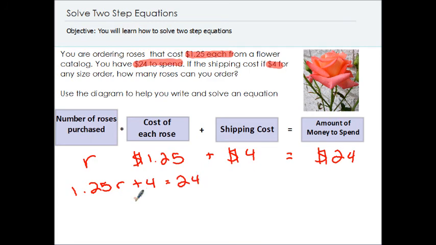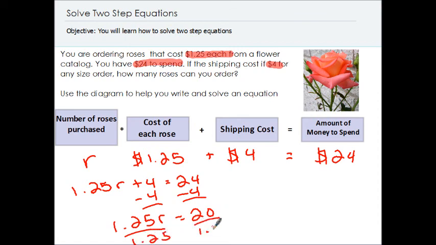All right, so we can go ahead and solve that. Minus 4 from both sides. Now I have 1.25R equals 20. When those are next to each other, it means multiply, so divide both sides by 1.25. So now I get R equals 16. So I can buy 16 roses.